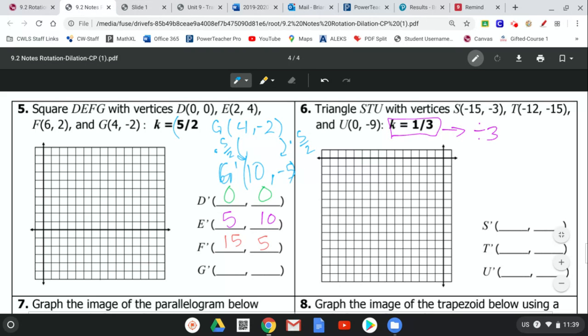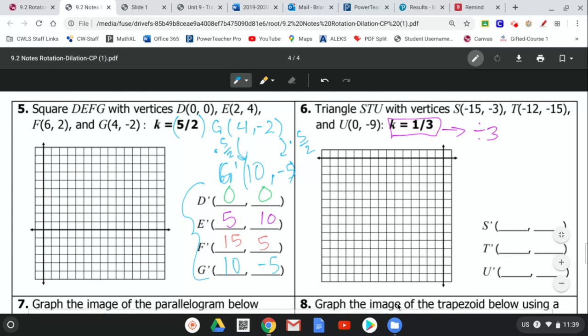Remember, just put that 5 halves in parentheses in your calculator, okay? Otherwise, it'll do the order of operations in a funky way. So lastly, we're going to get 10, negative 5. So those are our coordinates right here, and you could plot them on Desmos and check your answers.